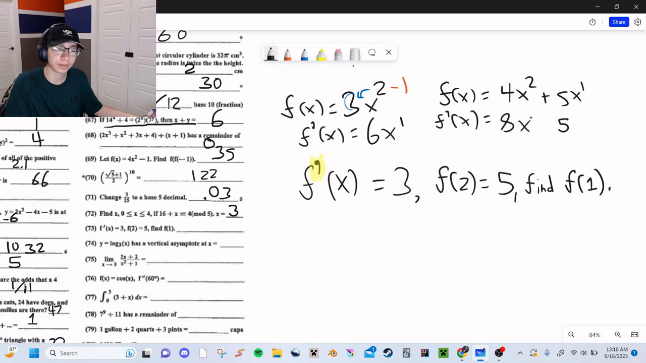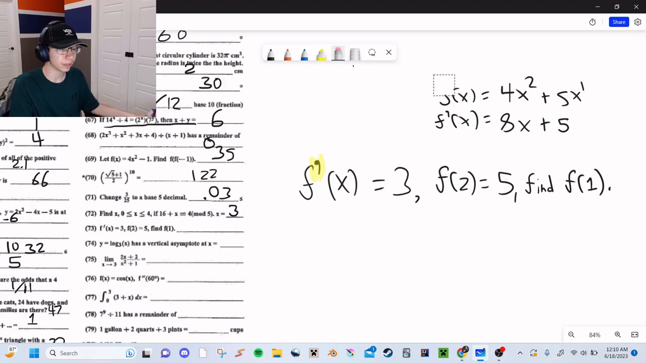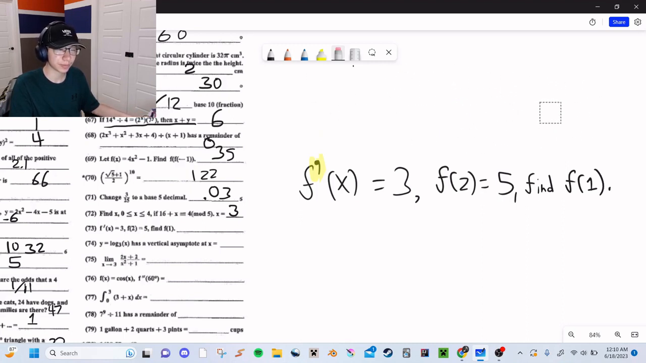And then I subtract 1 from each of the exponents. And so the x to the second turns into an x to the first, or just an x. The x to the first turns into an x to the 0, which is just 1. So the derivative of 4x squared plus 5x to the first is 8x plus 5. Okay? That's basically the power rule. And what we're doing here is we want to kind of build a function from our derivative.